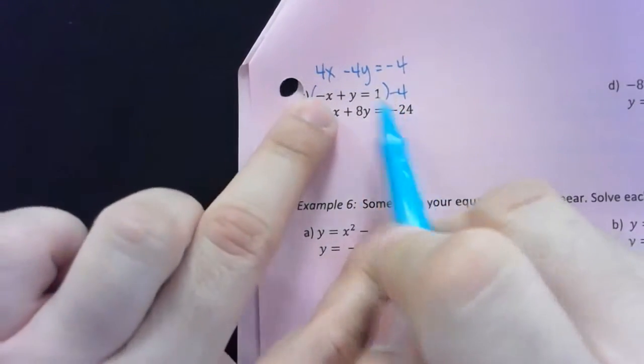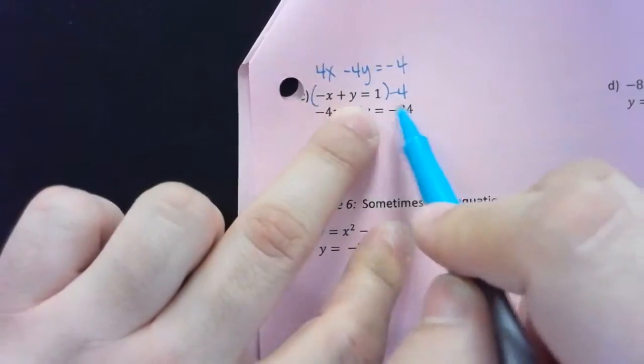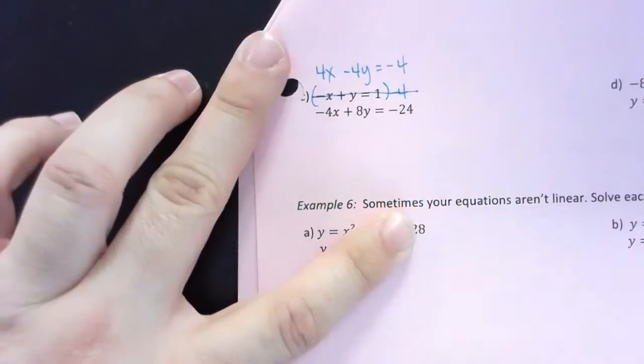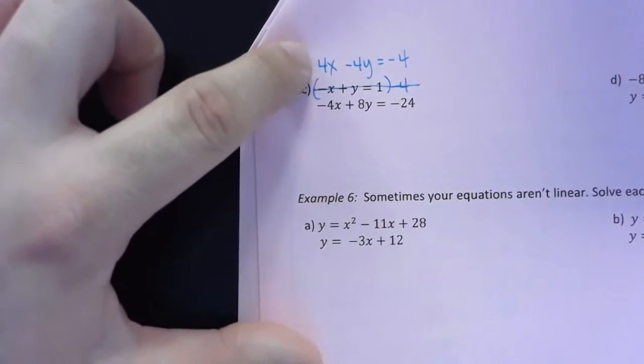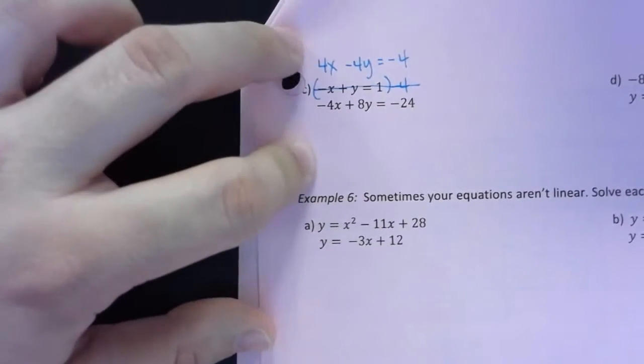Let's just make sure. Negative times a negative is a positive. Negative, negative. And then we can ignore that middle one. When I add my newly created line with the bottom line, what happens?